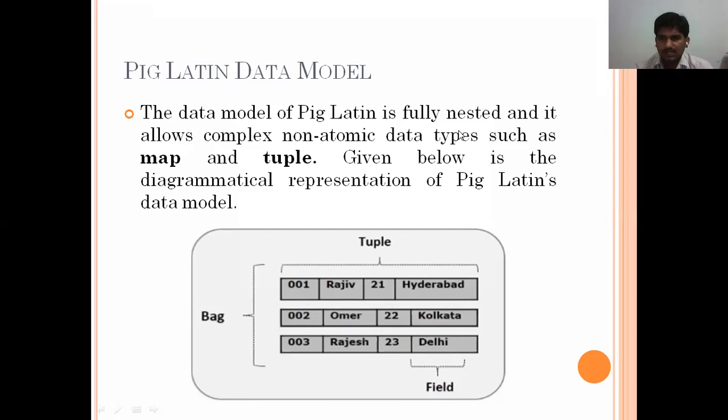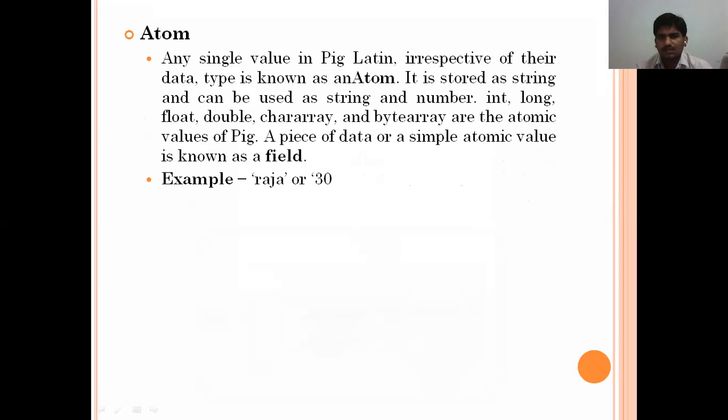So it is fully nested and it allows complex non-atomic types such as map and tuples, which are given in the diagrammatical representation shown. So here the non-atomic. Then what is atomic? Atomic is nothing but a single value in Pig Latin, which is represented as an atom. So what does atom mean? One particular field. For example, in an Excel sheet we know it as one particular cell, the cell value. Same here, a particular field is known as a single one.